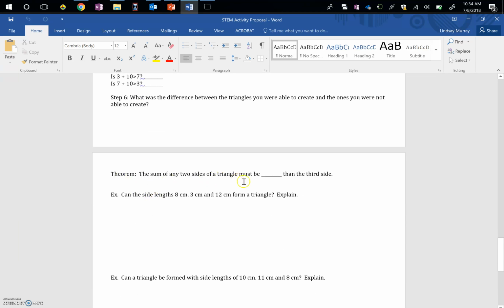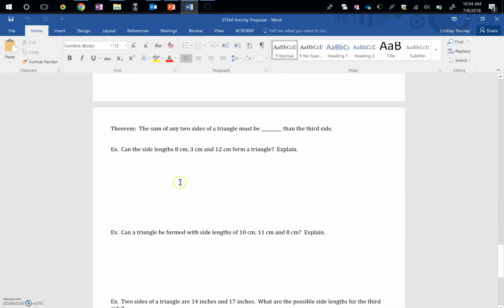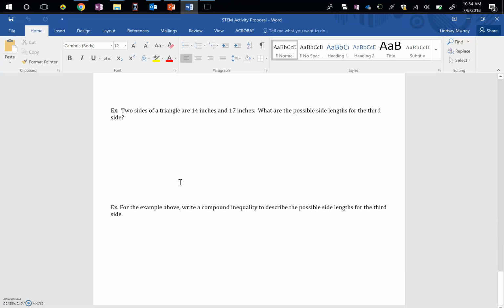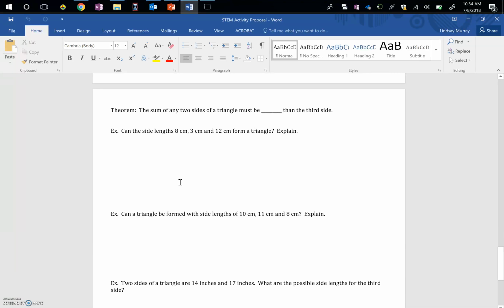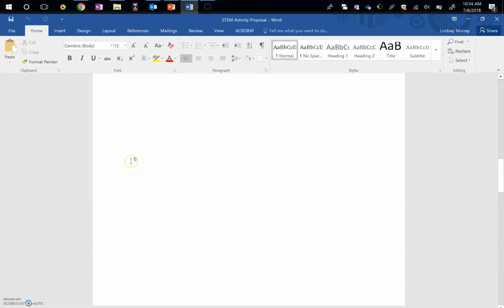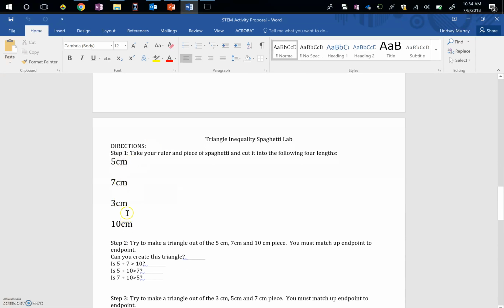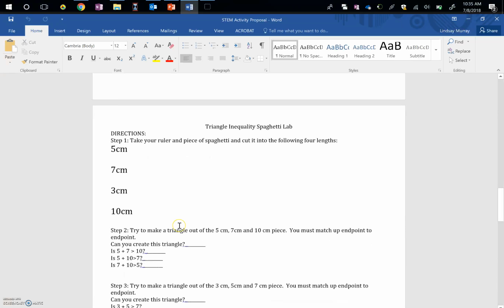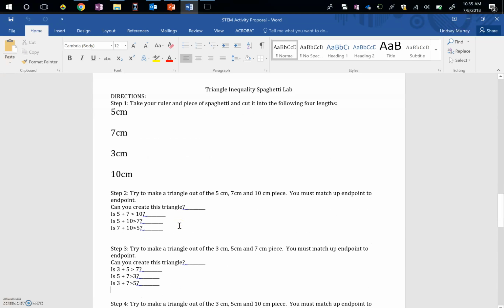And then discovering the theorem, and then some brief examples at the end. So hopefully they would discover the triangle inequality theorem and figure out when a triangle can and cannot be formed using the side lengths. The only problem that I could see happening is if they don't cut the spaghetti exactly to these lengths. If they accidentally do 3.5 centimeters, it might throw things off. So they would have to be very accurate with how they cut the spaghetti. That's really the only big problem I could see happening.